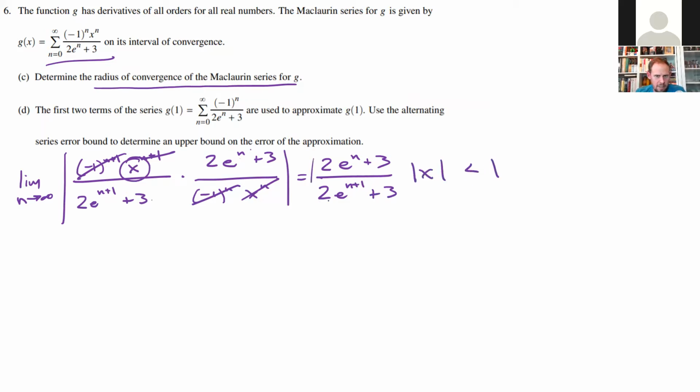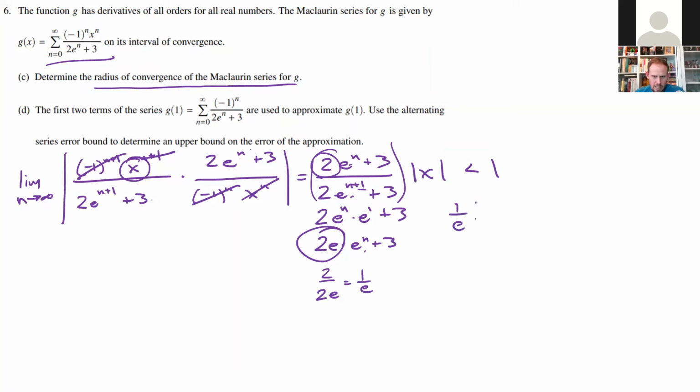All right, we need to take this limit here, basically. So what happens with this n plus 1 is we can rewrite this as 2e to the n times e to the first plus 3, or 2e times e to the n plus 3. And then it's just the coefficients, because they're both e to the n. So it's 2 on the top, it's 2e on the bottom. So we get 2 over 2e, or just 1 over e. So we're getting 1 over e times the absolute value of x is less than 1. If we move this e over, we get the absolute value of x is less than e. And that right there is our radius.